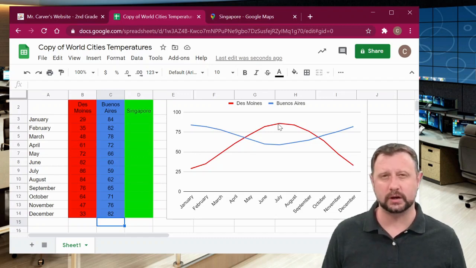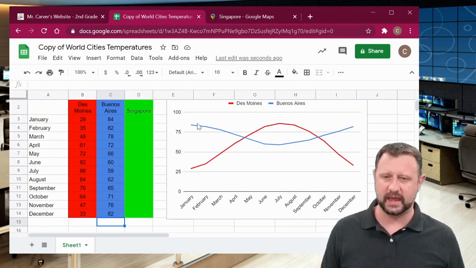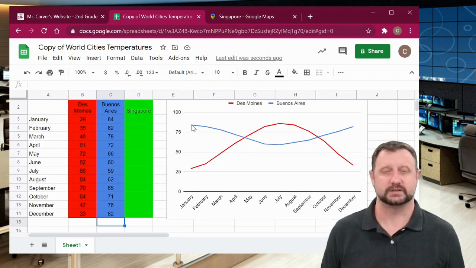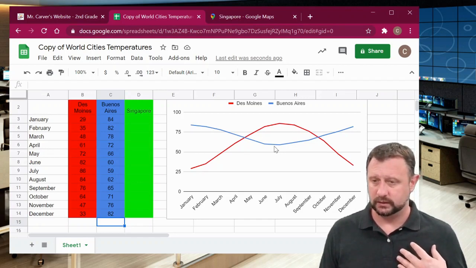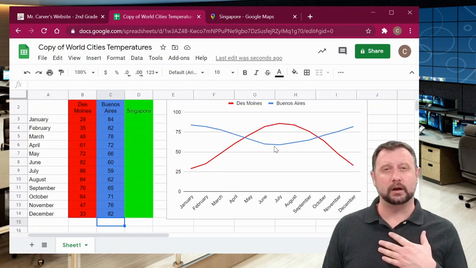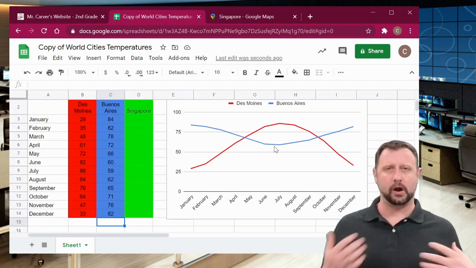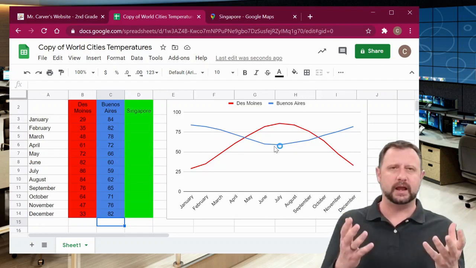But look what happens with Buenos Aires. Remember, Buenos Aires is on the other side, the bottom of the world. They, in January, are at their hottest. They're about as warm as our summers are in January. They're at their coldest in July, which is one of our hottest months. So when we in Des Moines are the hottest, Buenos Aires is at its coldest. And when we're at our coldest, they're at their hottest. So our winters are their summers, and their summers are our winters. It's like the seasons have been flipped around.